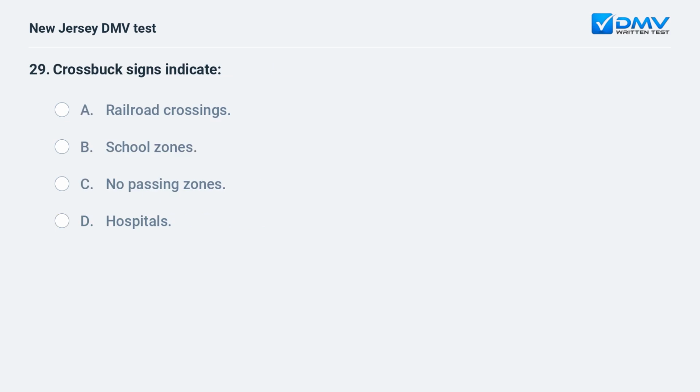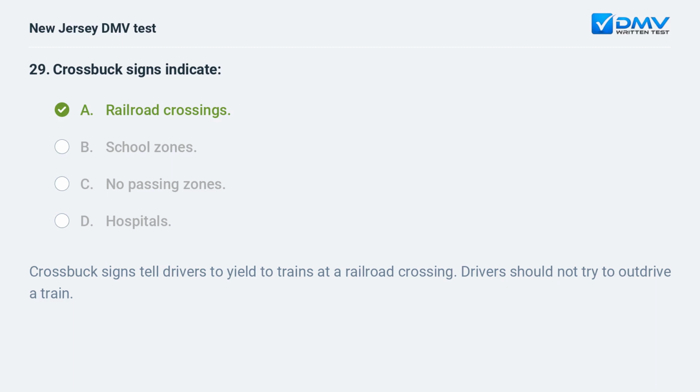Crossbuck signs indicate A. Railroad crossings. B. School zones. C. No passing zones. D. Hospitals. A. Railroad crossings. Crossbuck signs tell drivers to yield to trains at a railroad crossing. Drivers should not try to outdrive a train.